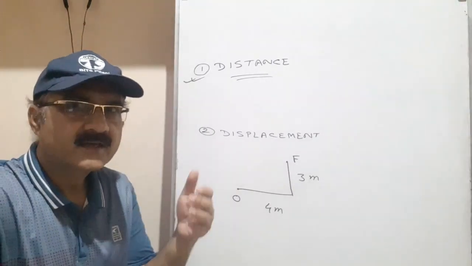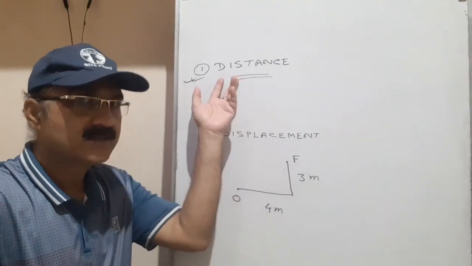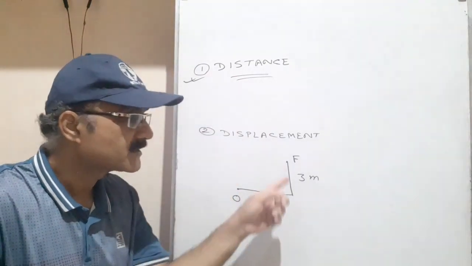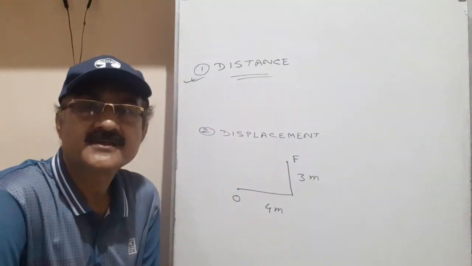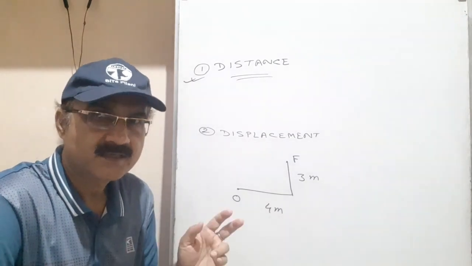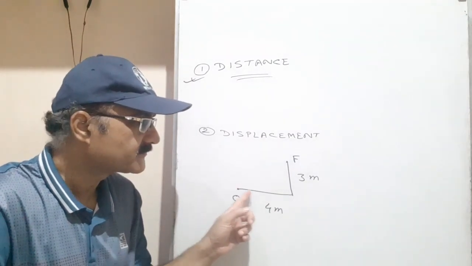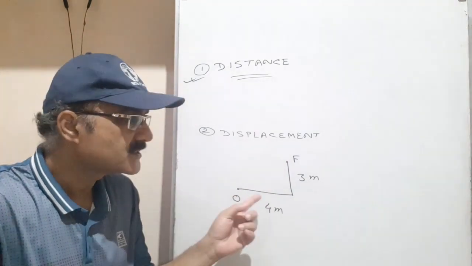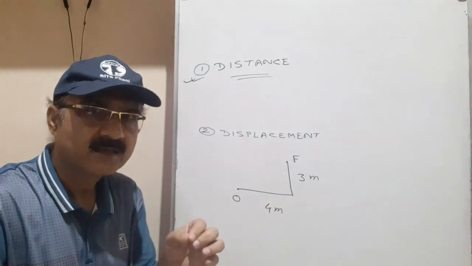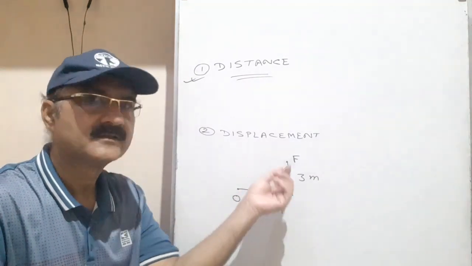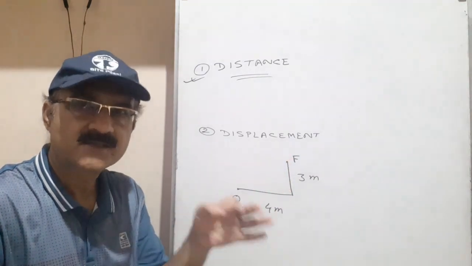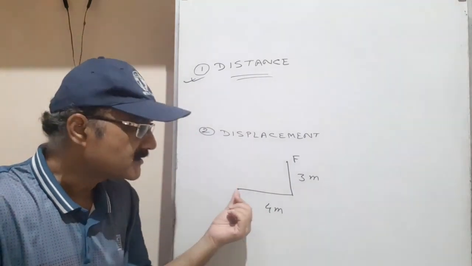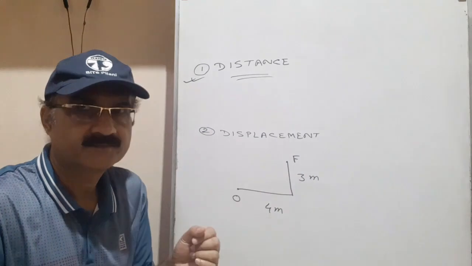Now as per our everyday use of this word distance, if I ask you how much distance this body has traveled, what will you say? You will say it has traveled a distance of 4 plus 3, 7 meters. So distance covered by this body in everyday language is 7 meters, and in physics also the distance covered by the body is 7 meters.